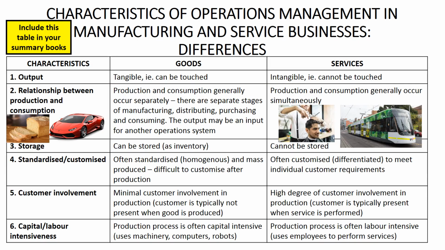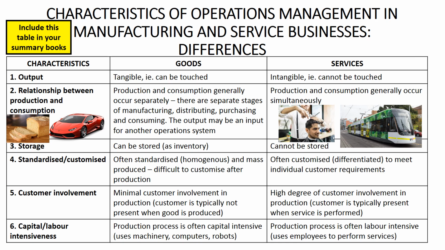Let's now look at some differences between operations management in manufacturing businesses and operations management in service businesses. There are 6 main differences which are set out on this slide. The first difference is that the output of manufacturing businesses is goods, which are tangible, that is, they can be touched, whereas the output of service businesses is services, which are intangible, that is, they can't be touched.